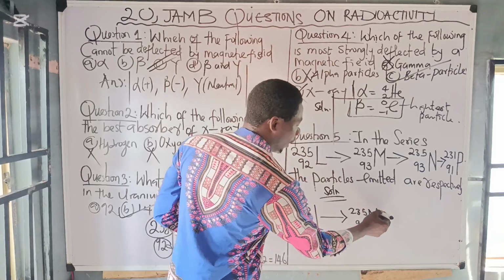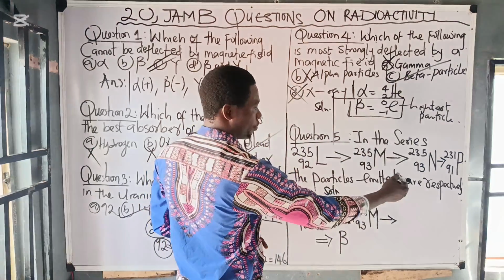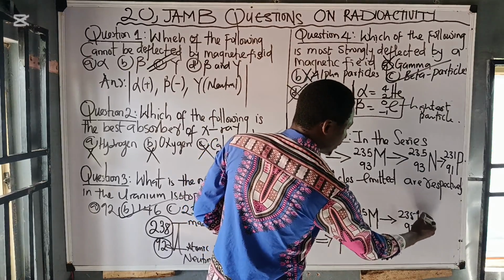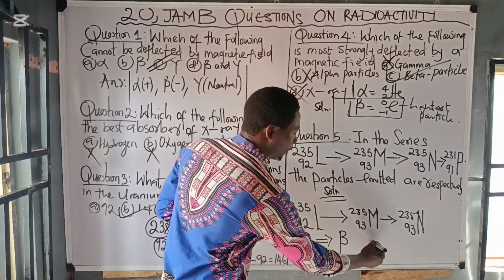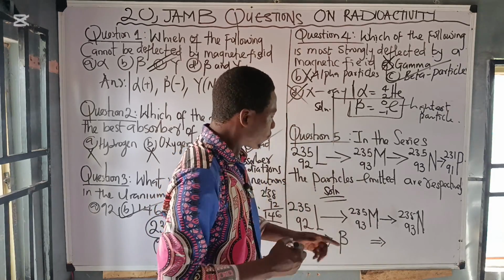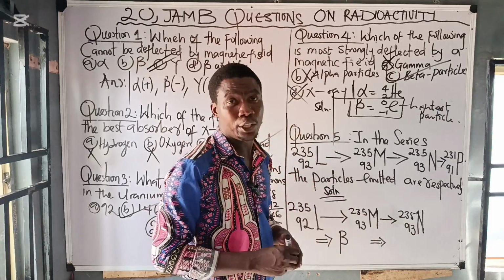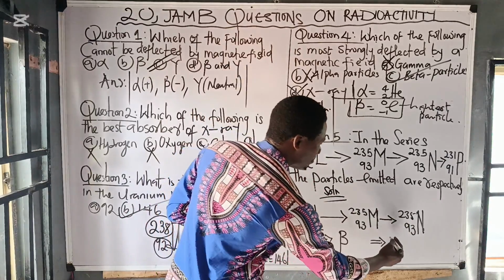Okay, now watch this carefully. From here, this same substance transformed to become what? 235 93 with the symbol N. What has this substance emitted from this place? Class, the mass number remains the same. The atomic number remains the same. The particle must have emitted gamma. So note it, it has emitted gamma.